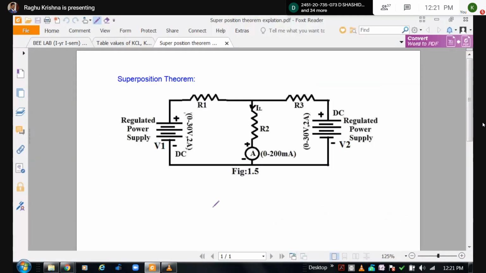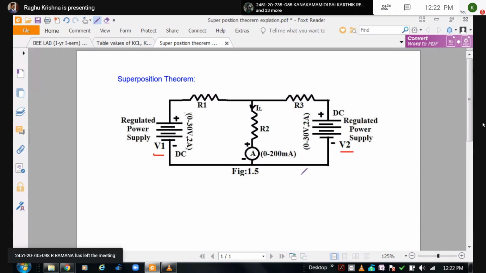So this is a superposition theorem circuit diagram. Here you have two voltage sources. V1 is one voltage source, V2 is another voltage source. And IL is the current flowing through R2. This is a branch, and the current flowing through R2 is IL. A is an ammeter to measure the current. This is a circuit diagram in the lab.